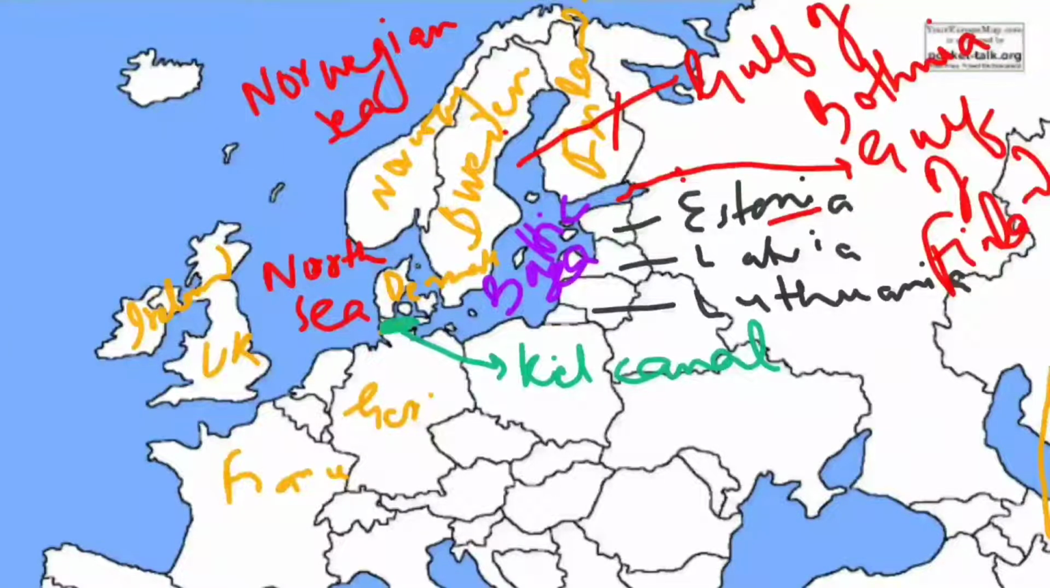Clear till this point? Now we also have a smaller strait over this point, and this strait is called the Strait of Dover. This Strait of Dover is connecting the North Sea with the English Channel.